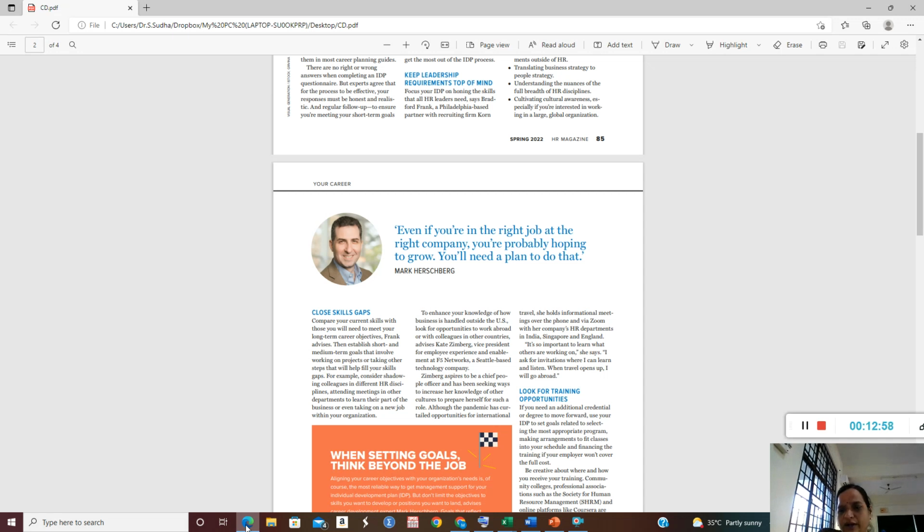So from the US, if the organization sends them outside the boundaries of the US to international levels, how do they handle it? What are the opportunities that are there? You need to explore them and accordingly keep that in mind. Zimberg aspires to be a chief people officer and has been seeking ways to increase his exposure. Organizational culture, country culture, regional culture all play a vital role here. You need to accept it and possess the ability to handle it. Adaptability is the most important thing that we need to keep in mind.